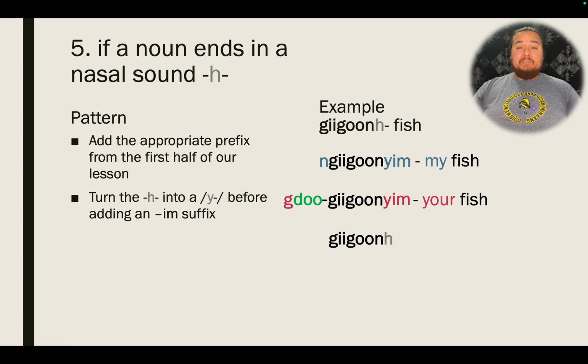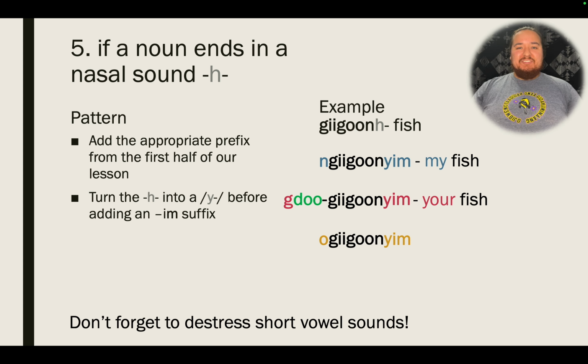And lastly, for third person singular, we're going to add an O sound to the front because that's our pronoun prefix. Next, we're going to change the H to a Y and add our I am suffix. And again, don't forget to de-stress our short vowel sounds. In this case, it's an O sound. So that's how we go from giggle, fish, to gigoyim, his or her fish.